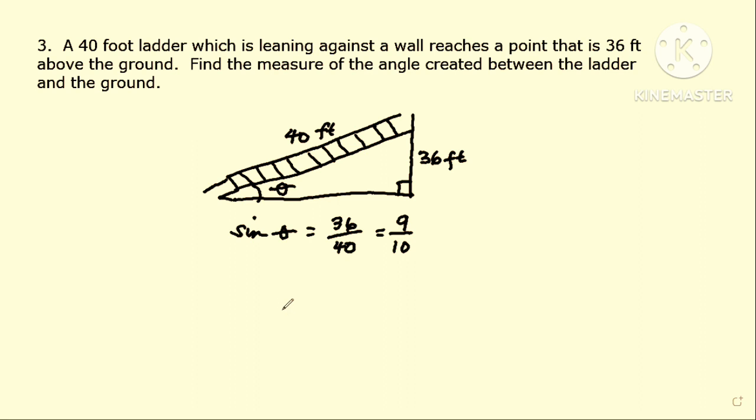Now, how do we solve for theta this time, no? To solve for theta, we need to find the sine inverse, no? So theta is equal to the sine inverse of 9/10. Now, again, using your calculator, theta is equal to 64.2 degrees. 64.2 degrees. And that's it.